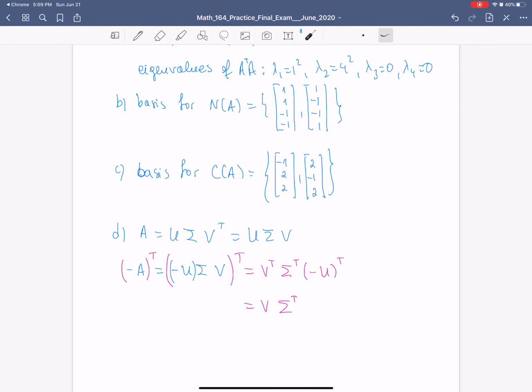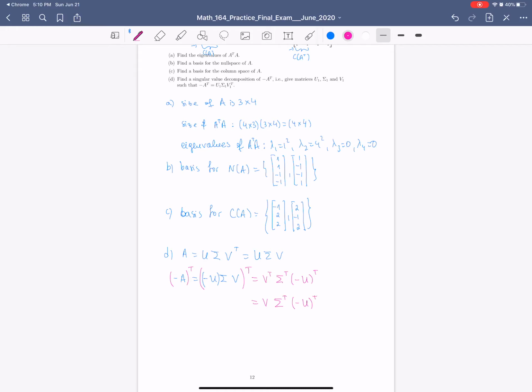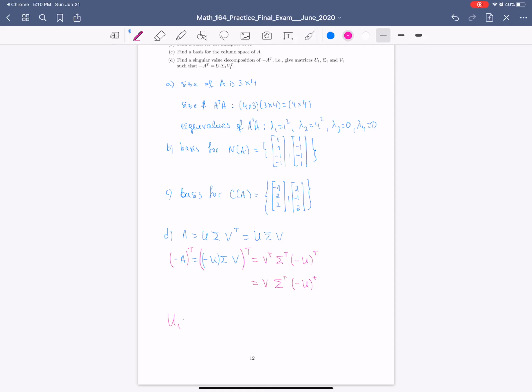And then U transpose, well, I need to find the singular value decomposition of A transpose to be of U sigma V transpose type. So I'm just going to leave it like that, even though U is also symmetric and negative U would therefore also be symmetric. So now all I need to do is identify what is U1, what is sigma 1, and what is V1. So I can say U1 equals V, sigma 1 equals sigma transpose, and V1 equals negative U.